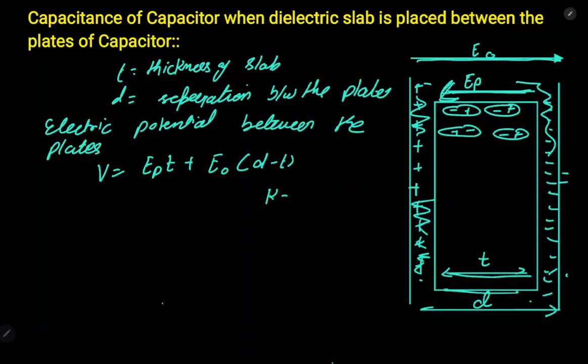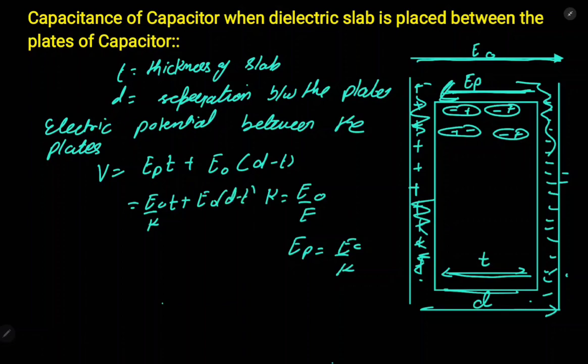Now we know that K is equal to E naught upon E, so we can find the value of EP, which is E naught upon K. I'll put it here: E naught upon K times T plus E naught times D minus T.